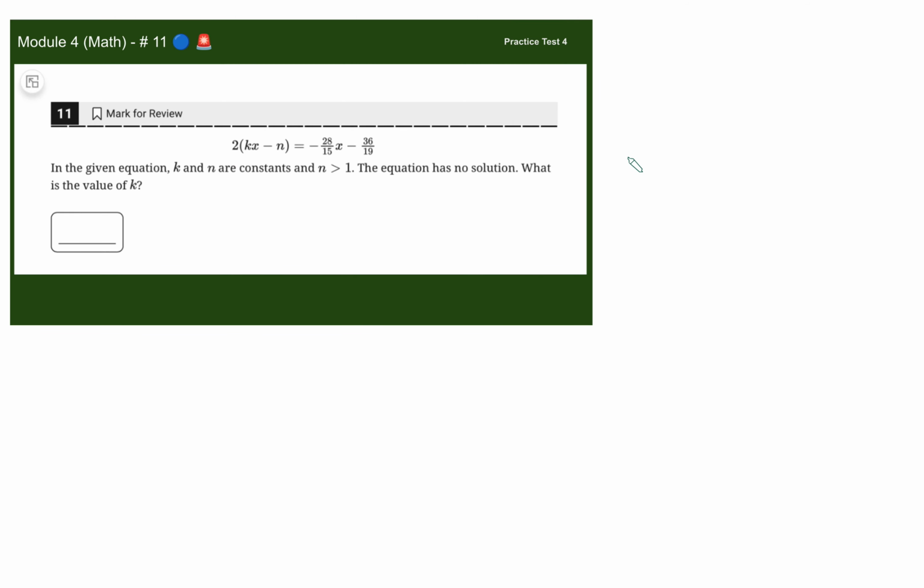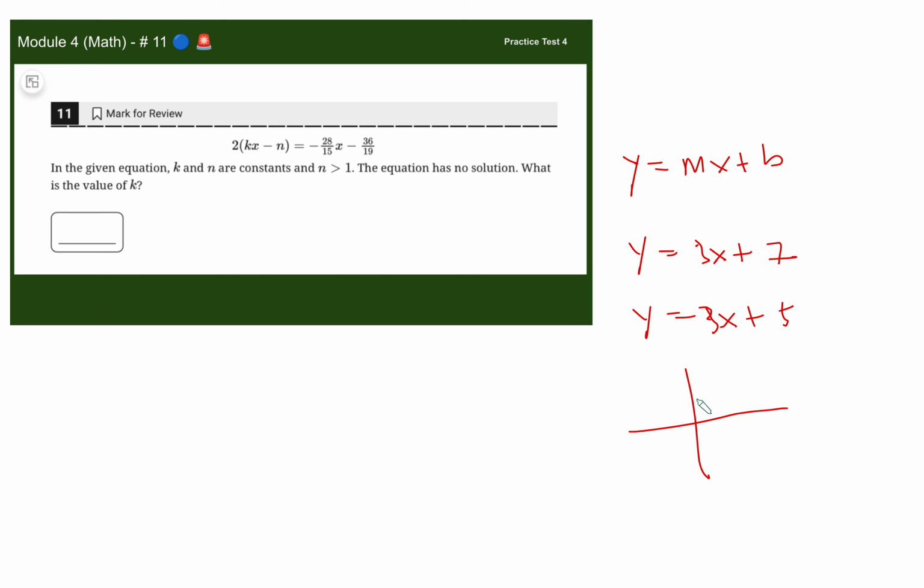And I know that if you have two lines in y equals mx plus b format, for example, like y equals 3x plus 7 and y equals 3x plus 5, these lines have the same slope. That means if you were to graph these lines, one would have the y-intercept at 7, let's say that's like 7 right there, and it would have a slope like that. And the other one would have a y-intercept of 5 and a slope like that.